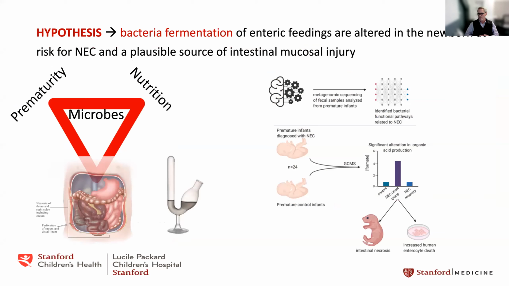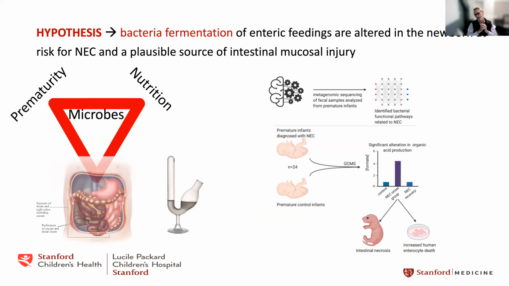So to address this, rather than just looking at what the bugs were that were there, we asked the question of maybe it's what they're doing. And specifically, bacterial fermentation of these feedings is altered in the newborn, and that's what puts them at risk for NEC. And more specifically, this intersection of being premature, which means your gut's not developed, you have enteral feedings coming in, and they're sometimes perhaps held up where NEC occurs in the terminal ileum because of the ileocecal valve, and you get microbes there. So you set up this fermentation reaction.